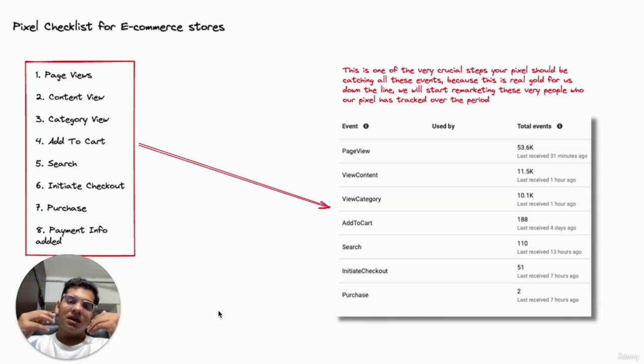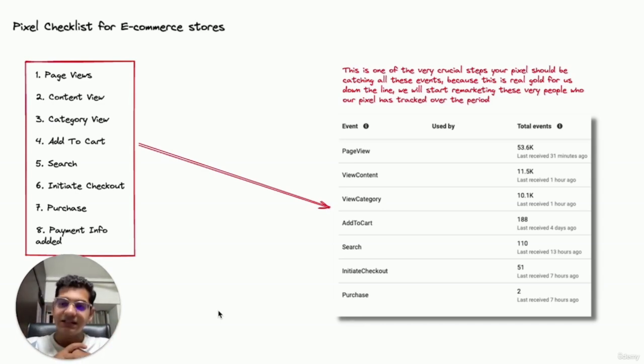Then comes the purchases. Now this is the golden data basically. I want to keep track of everyone who has bought from my website. This type of data would be used at the bottom of the funnel for remarketing and for telling Facebook, listen, please go and find me people who are similar to those people who have made a purchase on my website. So that's where lookalike audiences come into action.